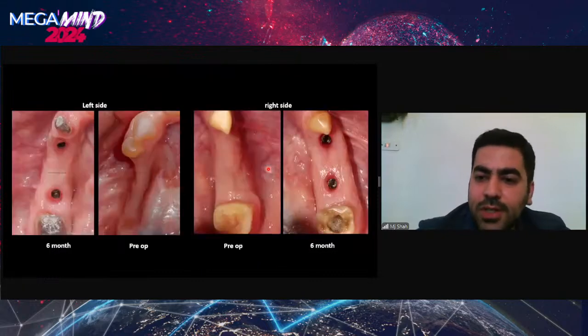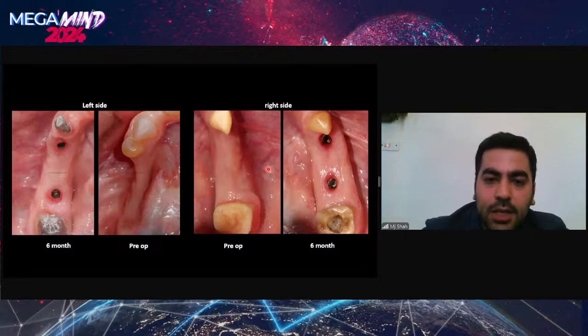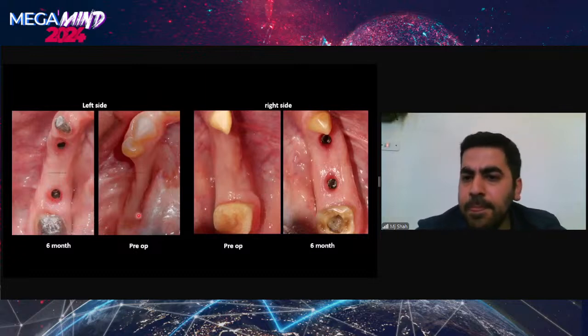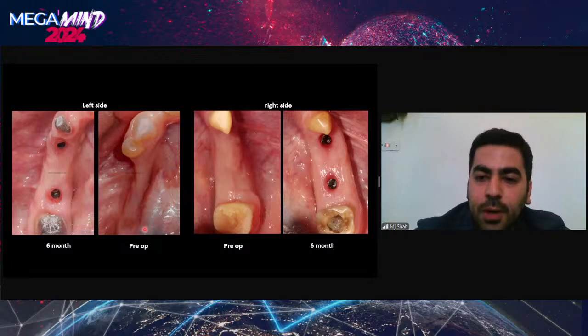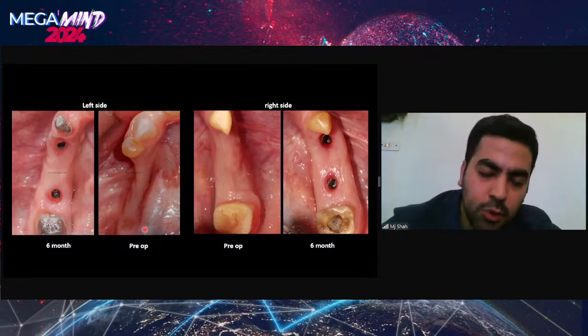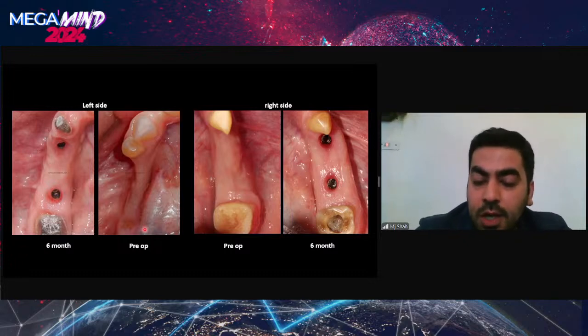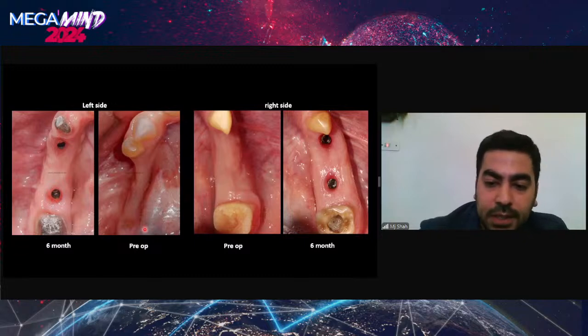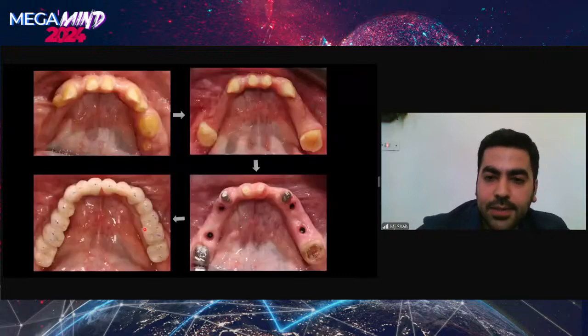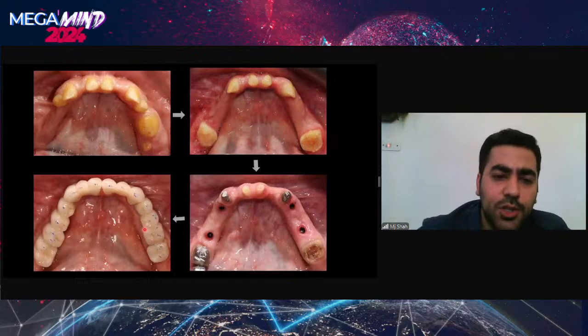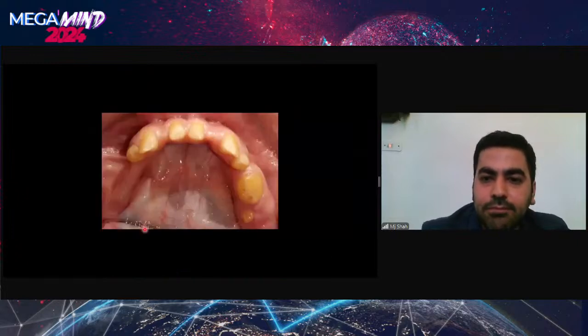Let's see the posterior segment results. Here is the baseline, as you can see, and 6 months post-op results. The ridge widths increased. The soft tissue condition is also in a good way. There is good amount of keratinized mucosa around the implants, which ensures long-term stability and health of implants. And this is the overall journey, as you can see. I show the entire procedure from the occlusal view.